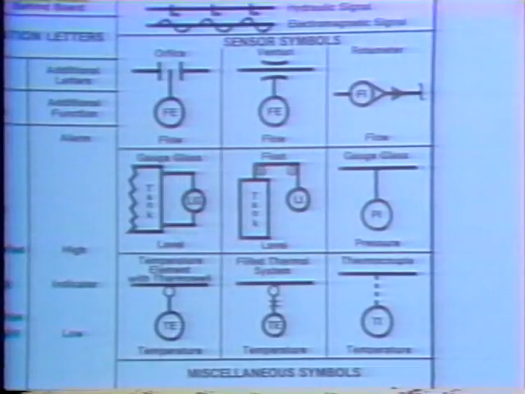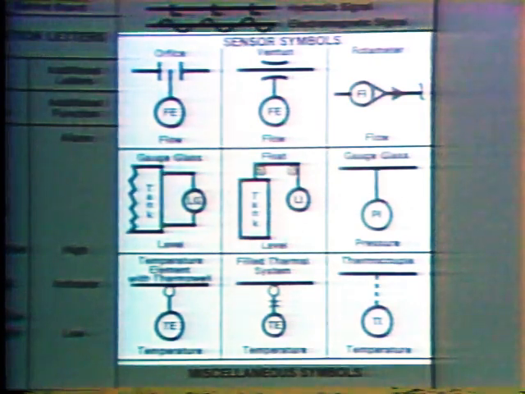These may not be found on every drawing, but we'll look at them briefly so you'll have some idea of how they're used. We'll use them in more detail when we apply this information to an actual print. The sensor symbols include such things as venturis, float devices, filled thermal systems, and thermometers. For each sensor used in an instrument system, there is usually a corresponding symbol.